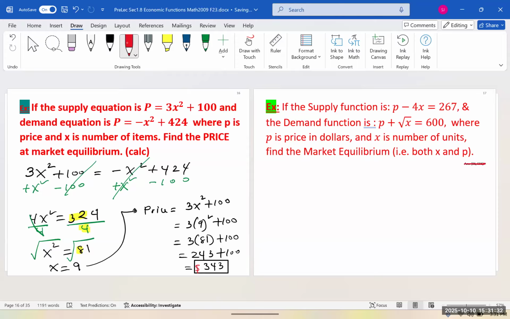Supply, demand, market equilibrium. Here, supply this, demand that. And this time, supply and demand are not given directly as a function of P. So they're telling us supply is P minus 4x equals 267. And demand is P plus square root of x equals 600. But still you're looking for the same thing, market equilibrium.